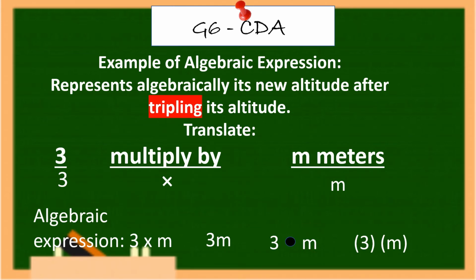Example of algebraic expression: represent algebraically its new altitude after tripling its altitude. To translate, 3 multiplied by or times m, where m stands for meters, which is 3 times m. In writing an algebraic expression, we have 3 times m, 3m, 3 multiplied by m, 3 open and close parenthesis, 3 open m close parenthesis.